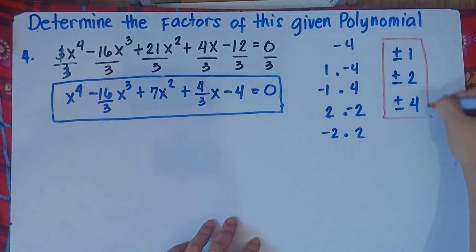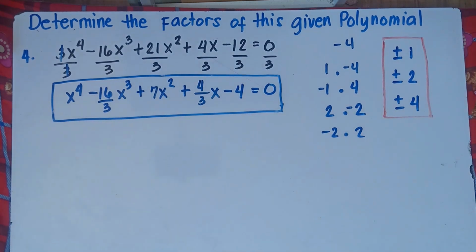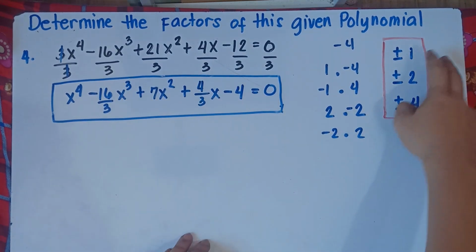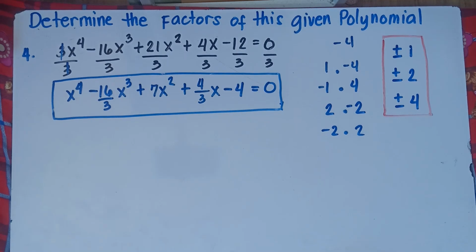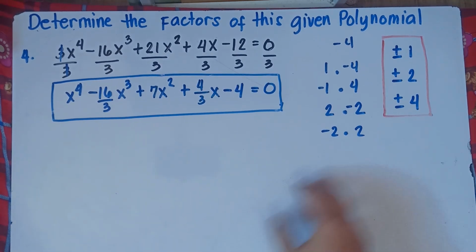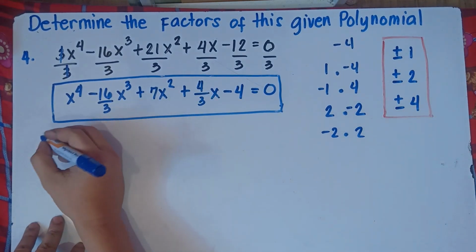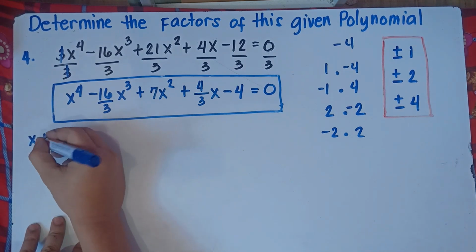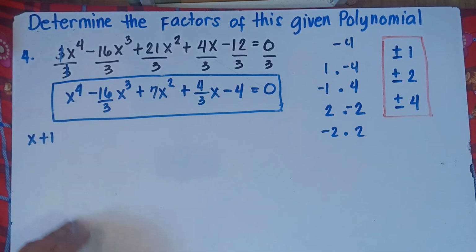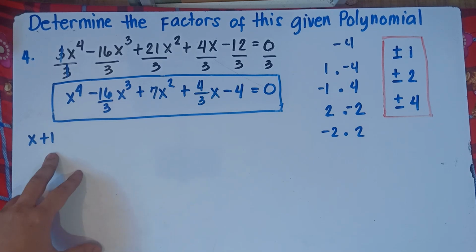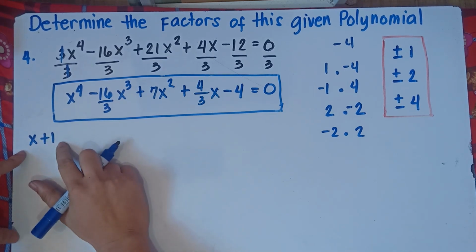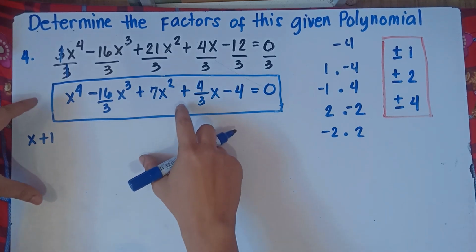Alright, the factors of negative 4. So we will be using these factors to find the new equation, class. So we start with positive 1. So let's start with positive 1, x plus 1. Let's check if x plus 1 is a factor of this given polynomial.